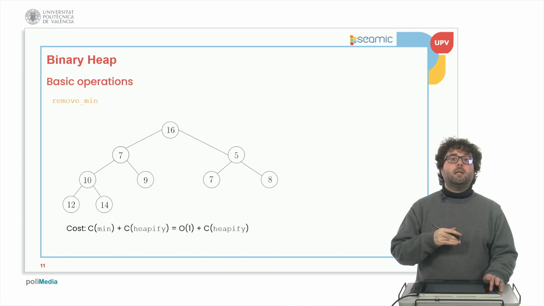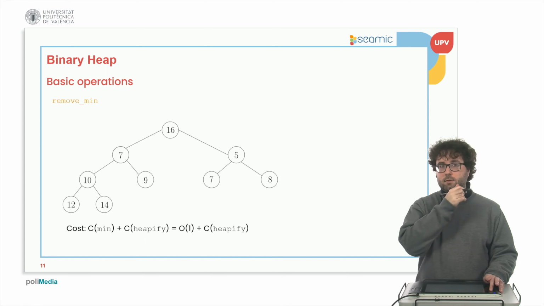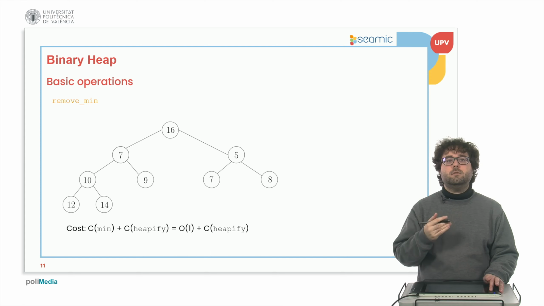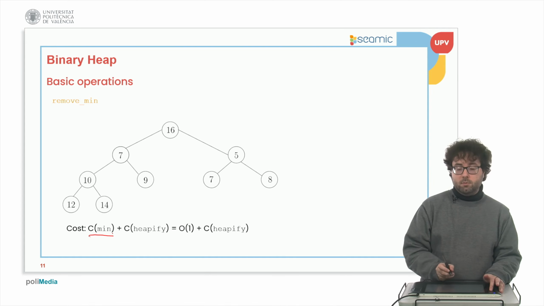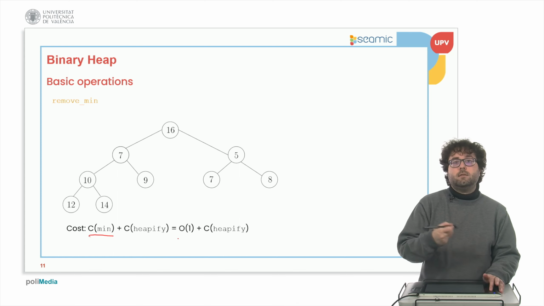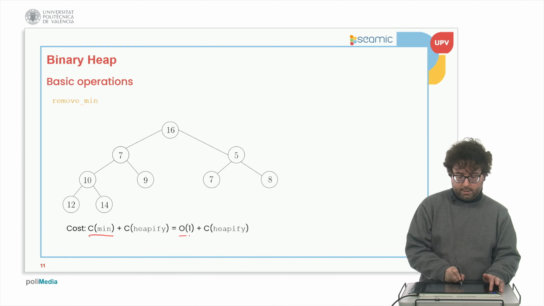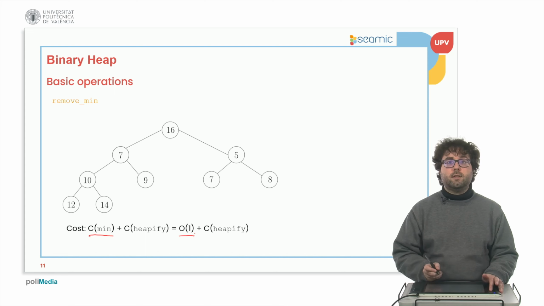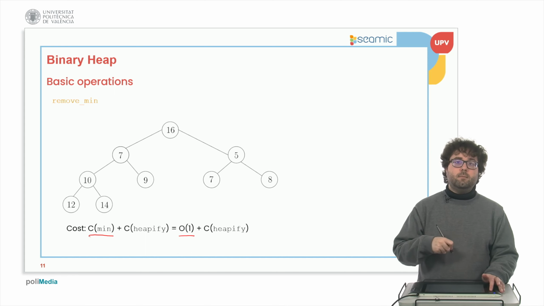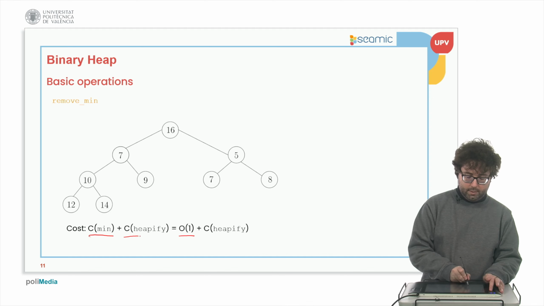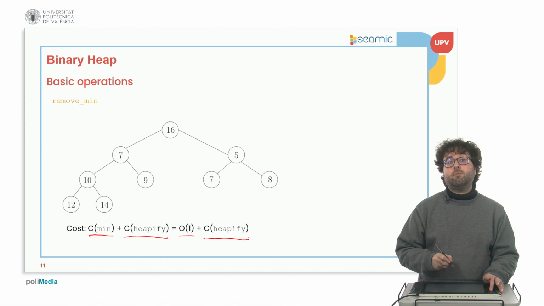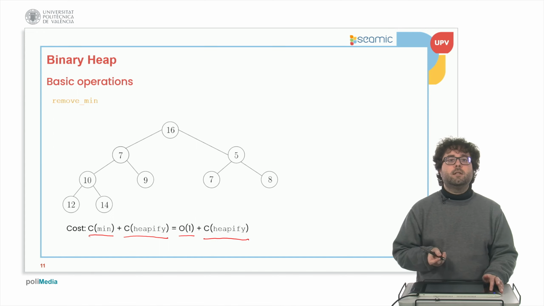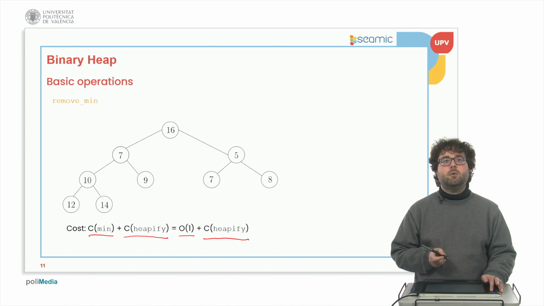Talking about the cost of the operations, we can have the intuition that this operation will have two parts. The first part is computing the minimum, which, since it's just accessing the first position, has a constant cost. And the most important part is the cost of heapifying, which will be the real cost of removing the minimum. And we will talk about this in a moment.